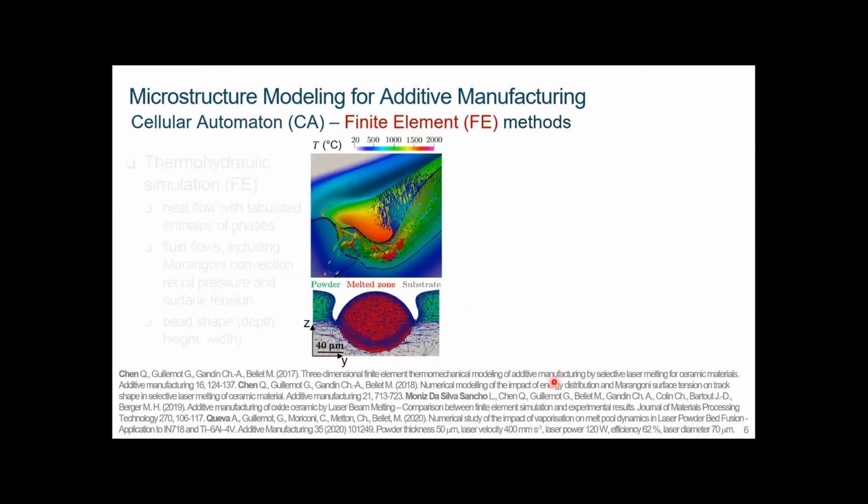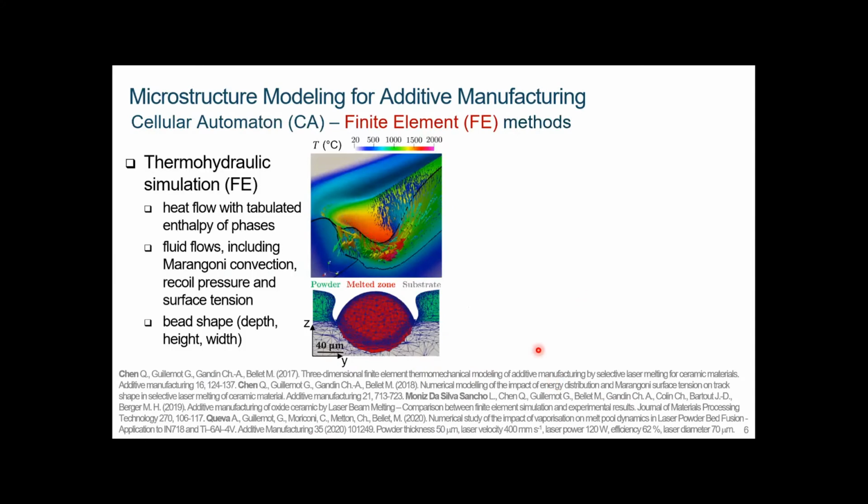Okay, so now we want to do something a bit more sophisticated than analytical solutions, because they don't necessarily reflect the temperature field very well. So there is a thermohydraulic model that has been developed, solving with the finite element method the heat flow and the fluid flow, as well as tracking the boundary between the metal and the gas in order to compute the bead shape. I'm not going to detail how we do that. There are a few papers already published on that.